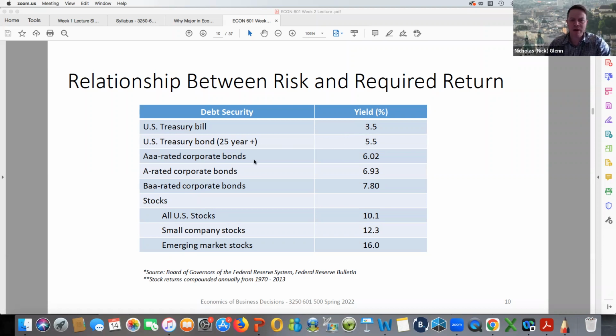And you see these highly rated corporate bonds further down the list. The corporate bonds are considered a little bit more risky. They're going to have to pay out more on average. All right.